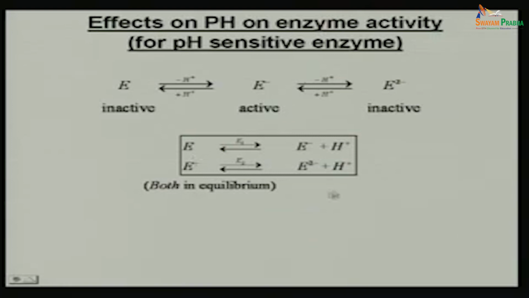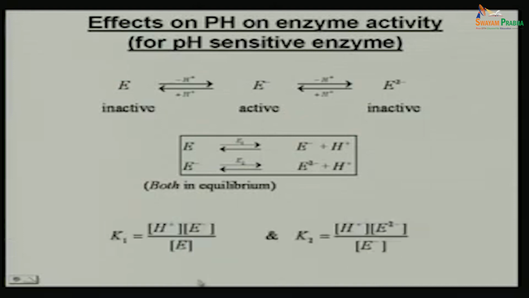All we have to do now is write the equilibrium relations for these, because we need to figure out the fraction in which this is distributed. The enzyme is distributed between one active and two inactive forms. So we write the equilibrium relations for these two reactions.